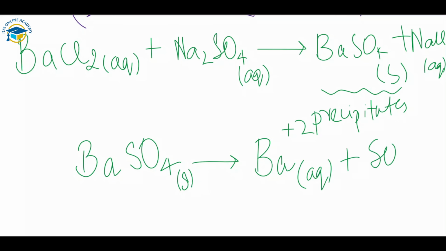So we have barium 2 positive, which is present in the aqueous state before the reaction, and after the reaction we have it in the solid form. So this is the simplified ionic equation for this reaction. We have also read about this in chapter number 4.